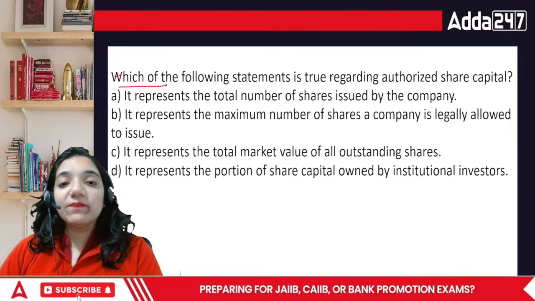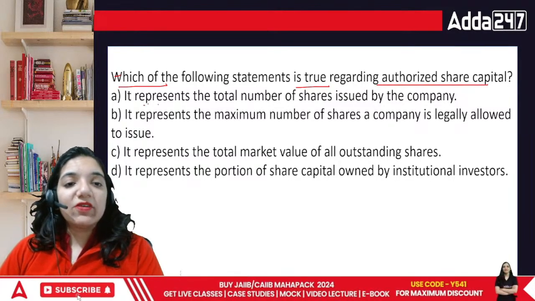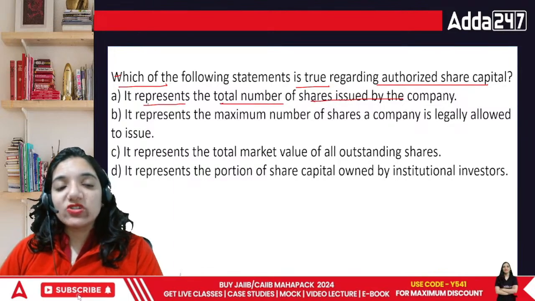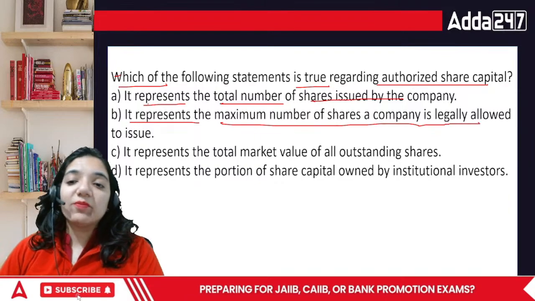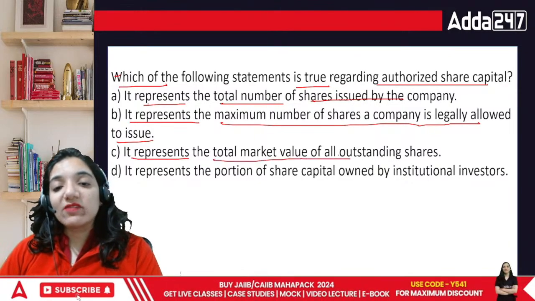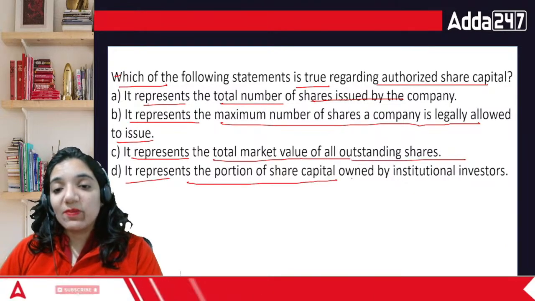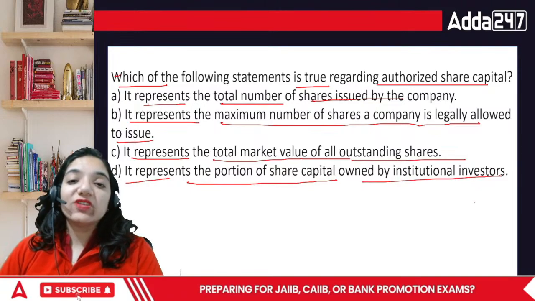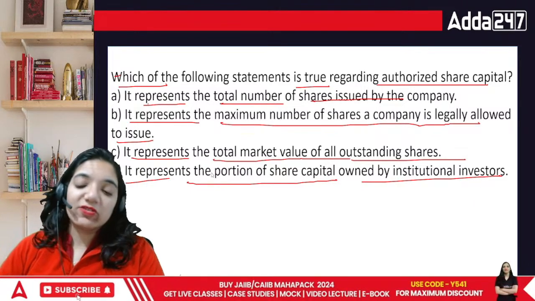Which of the following is true regarding the authorized share capital, everyone? It represents the total number of shares issued by the company. It represents the maximum number of shares a company is legally allowed to issue. It represents the total market value of all outstanding shares, or it represents the portion of share capital owned by institutional investors. Do you know what exactly is authorized share capital?